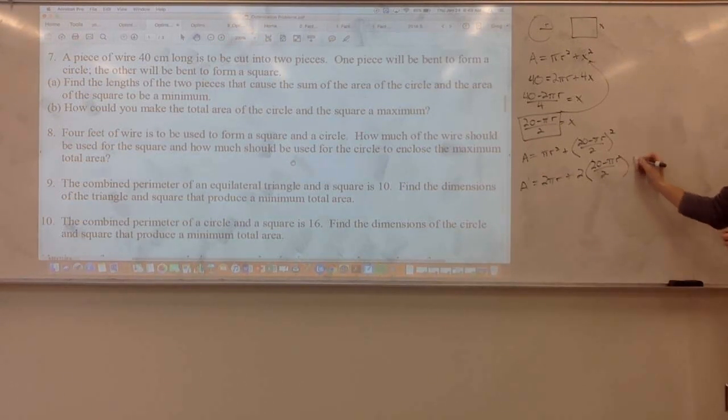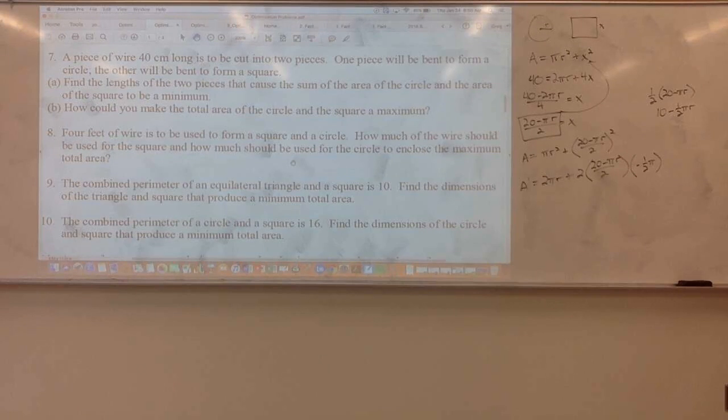So the derivative here, if I think about this as 1/2 times 20 minus pi r, I could even simplify this a little bit further and just make this 10 minus 1/2 pi r. So what's the derivative of that? Negative 1/2 pi. The derivative of 10 would be nothing. The derivative of negative 1/2 pi r would just be negative 1/2 pi. Now what?